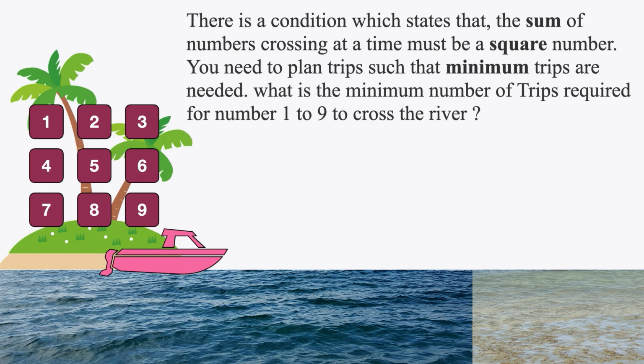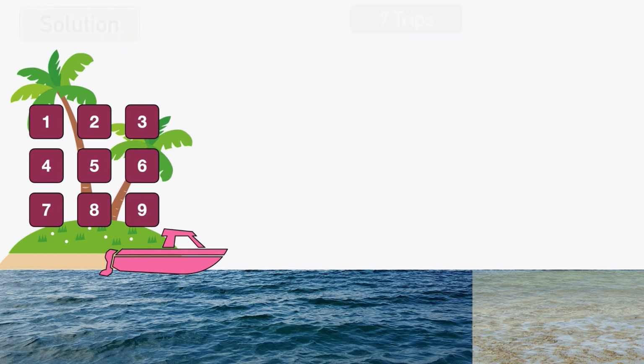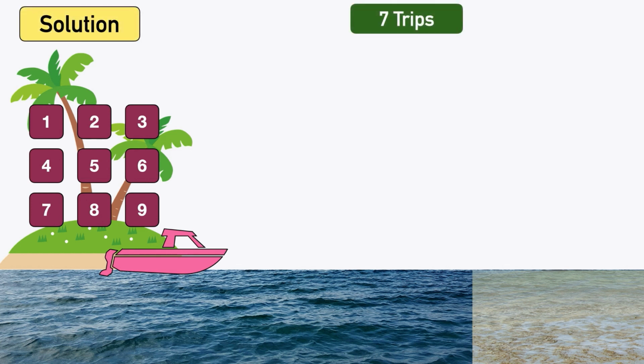Let me explain the solution now. The answer to this puzzle is we need only 7 trips to send all digits across the river. Let me elaborate the solution now. According to the puzzle, the sum of numbers crossing at a time must be a square number.